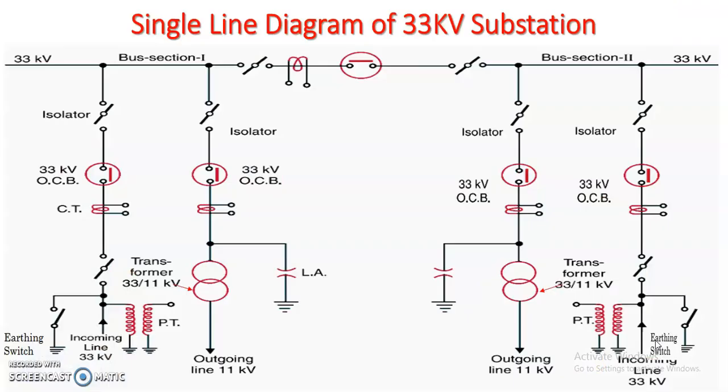First of all, the single line diagram of the 33 kV substation. Here we are using two incoming lines of 33 kV. Suppose this is incoming line number 1 and incoming line number 2. After the connection of the incoming line there is a PT, that is potential transformer, in order to measure the high voltage. Then next, an earthing switch is there in order to pass the leakage current to the earth.